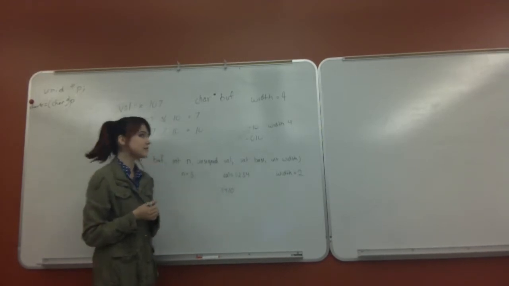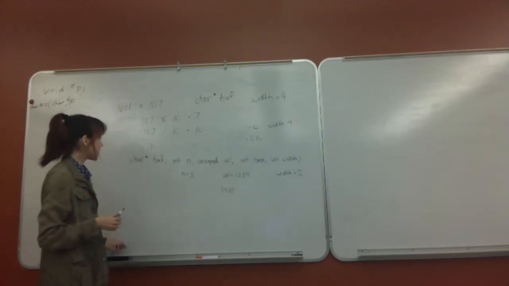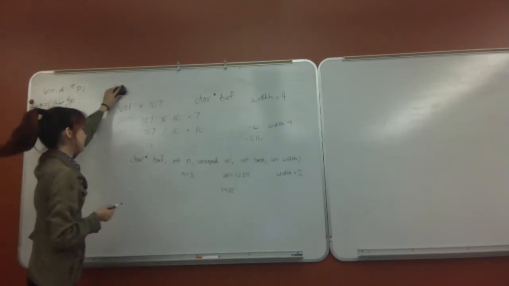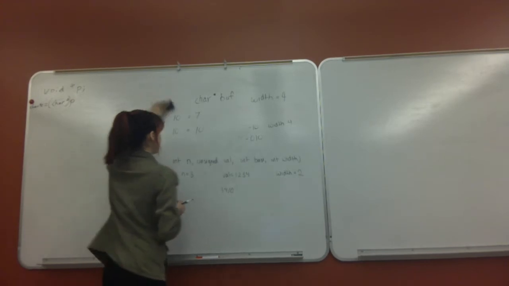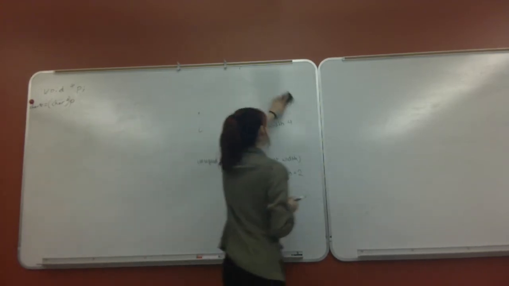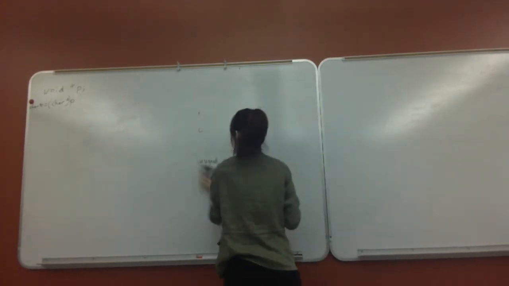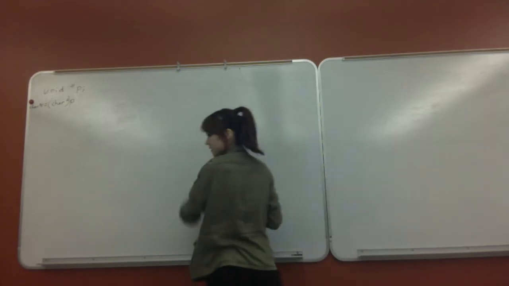Any other questions about this? Okay, so that's it for the base conversion stuff. The next thing that you're going to be doing is something called Assign3, which is printing a string into a buffer that you pass into the function.